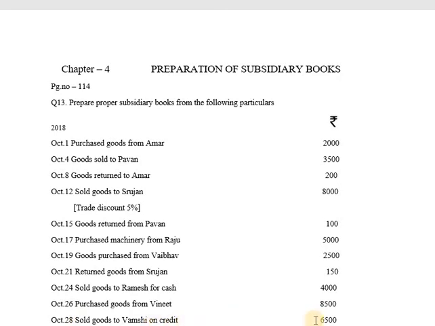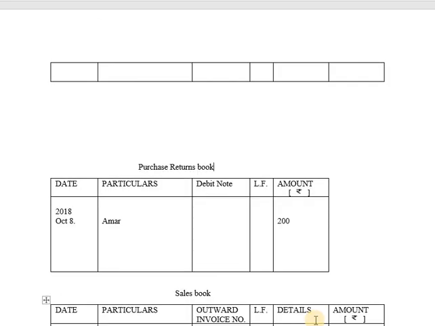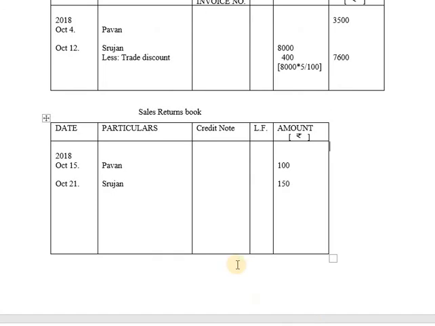Next, after October 26 we have a transaction on October 28, sold goods to Vamshi on credit for rupees 6,500. On credit का मतलब क्या? उधारी में। सो जब आप उधारी में खरीदते या उधारी में बेचते, आप सब्सिडरी बुक्स में लिख सकते। So it is not a cash transaction. अगर ये कैश ट्रांजैक्शन रहता तो हम इग्नोर करते थे, but as it is not a cash transaction, we are selling the goods to Vamshi on credit, मतलब उधारी में बेच रहे, तो आप इसको रिकॉर्ड कर सकते हैं. So the transaction dated October 28 will be posted in sales book as the date will be taken as October 28.